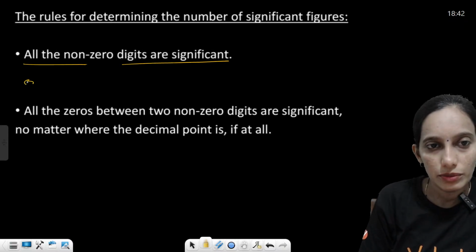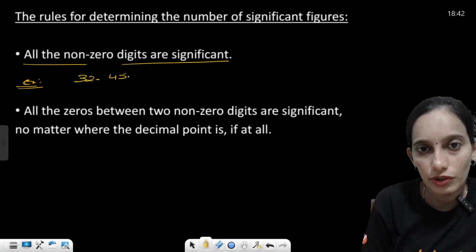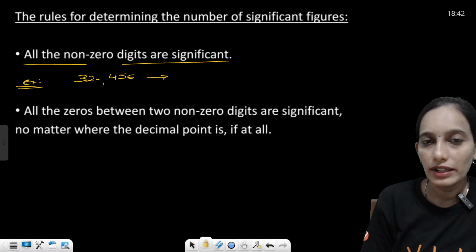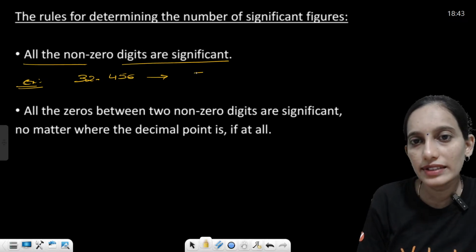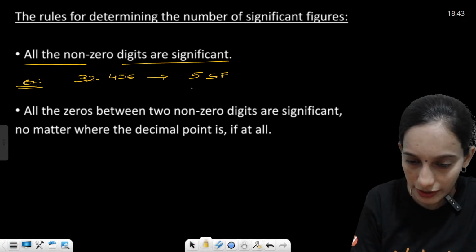I can give one more example. Let me take 32.456. How many significant digits are there in this? There are 5 significant digits. I'll just say 5 SF. Hope you are following.